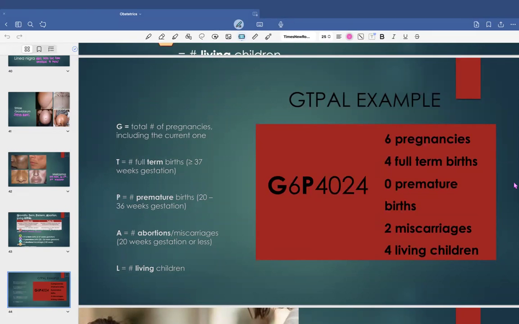This you do need to know. GTPAL, there will be a test question, I'm sure. And it may be on your exam, I'm not sure.